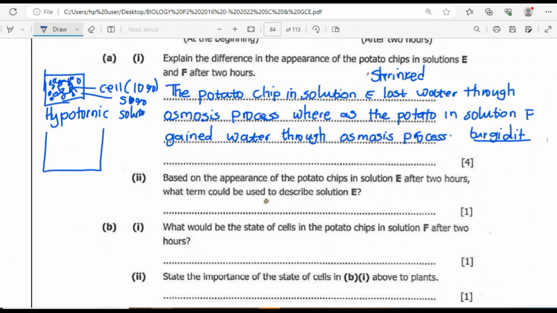Now, what if we make our illustration above the opposite? Now let's say in the cell there is 5% of salt, then outside here we have 10% of salt.